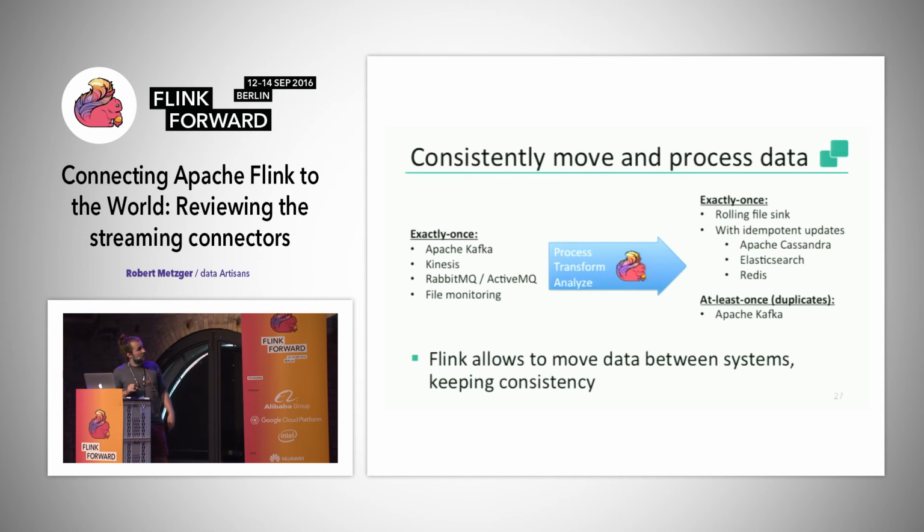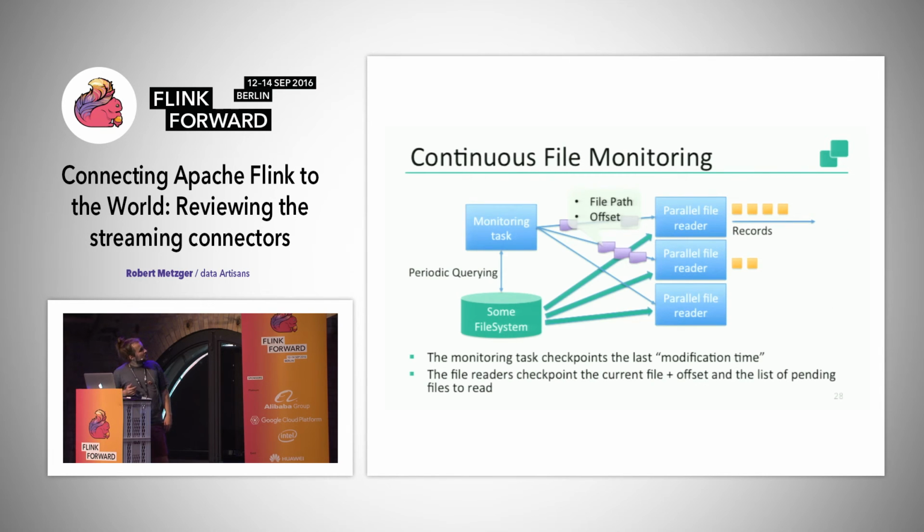And as I mentioned earlier, if you use Cassandra and have idempotent updates, then we can also provide exactly once guarantees if you read from Kafka or from some of these other systems. Because that's a bit of an interesting thing, the file monitoring, I'm going to go into some details how that works. So the file monitoring source is actually a source that is split up into multiple operators.